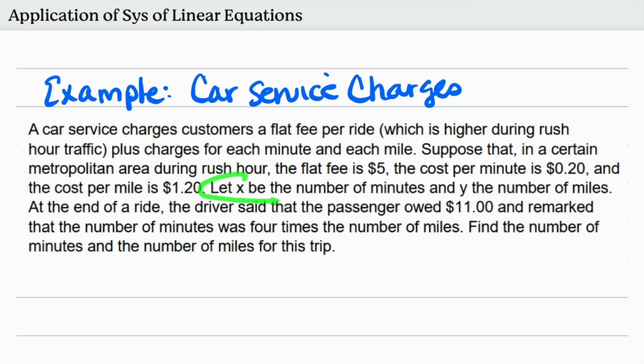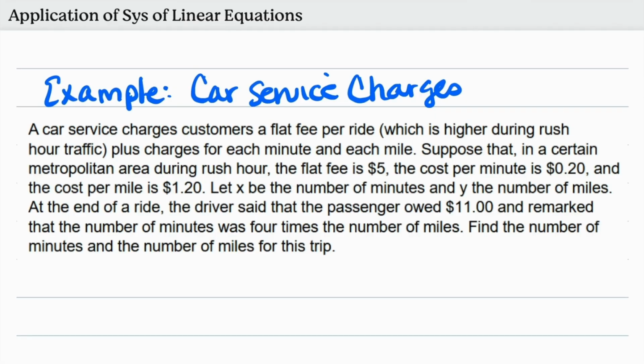We're going to let X represent the number of minutes and Y represent the number of miles. At the end of the ride, the passenger said they were owed $11, and remarked that the number of minutes was 4 times the number of miles. Find the number of minutes and the number of miles.